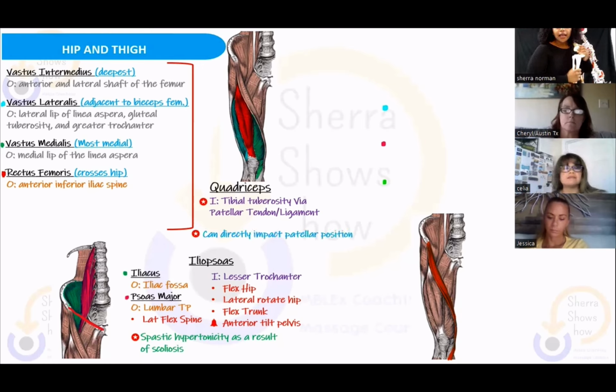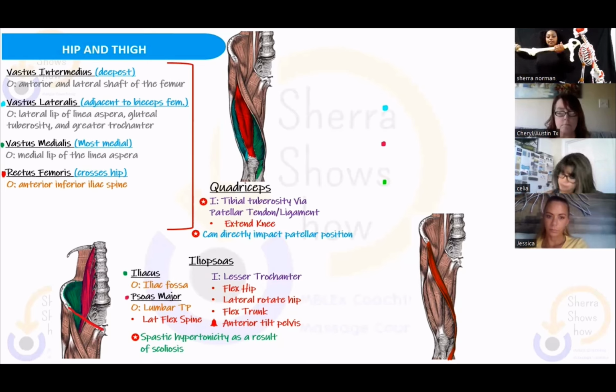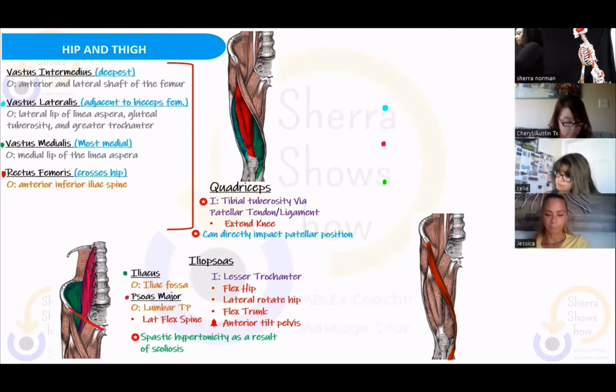And of course, the quadriceps can directly impact the patellar position. That is a test point. They can pull on the patella and cause it to deviate from its proper space. Then, they all extend the knee. That's the main thing that the quadriceps do. All that tissue, all that muscle, all that thigh is important because it extends the knee.